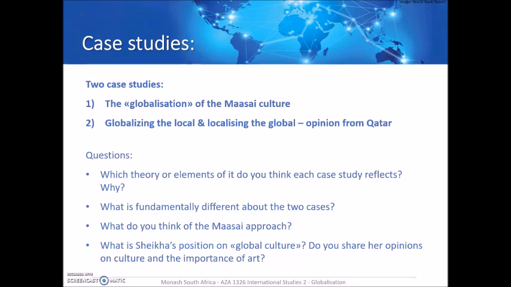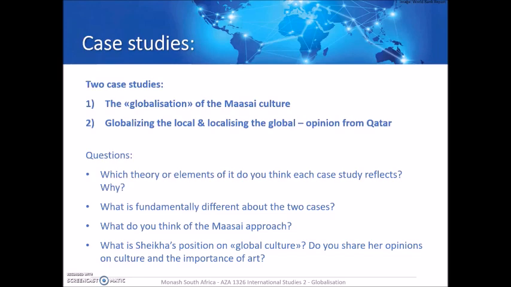Okay, so let's look at two case studies. It's two videos, they're both 4 to 5 minutes. The first one is about the globalization of the Maasai culture in Kenya and in Tanzania, and how the Maasai have decided to react to it. The second one is a speech by the sister of the Emir of Qatar about globalizing the local or localizing the global, and how Qatar is doing that.